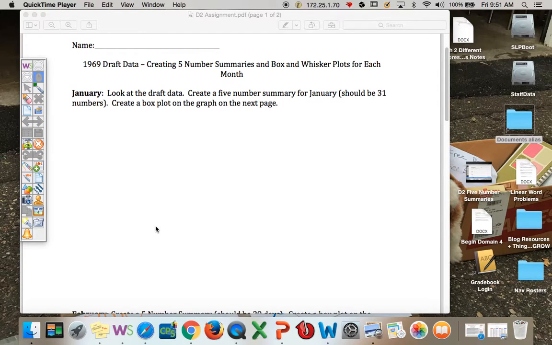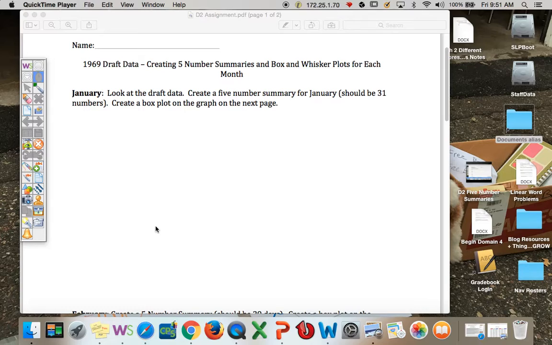So we've looked at creating a 5-number summary from lists of numbers and making box and whisker plots. Our goal today is to take a look at that draft that we discussed the first day of the unit. And we're going to look at the 5-number summaries of each month of the draft.